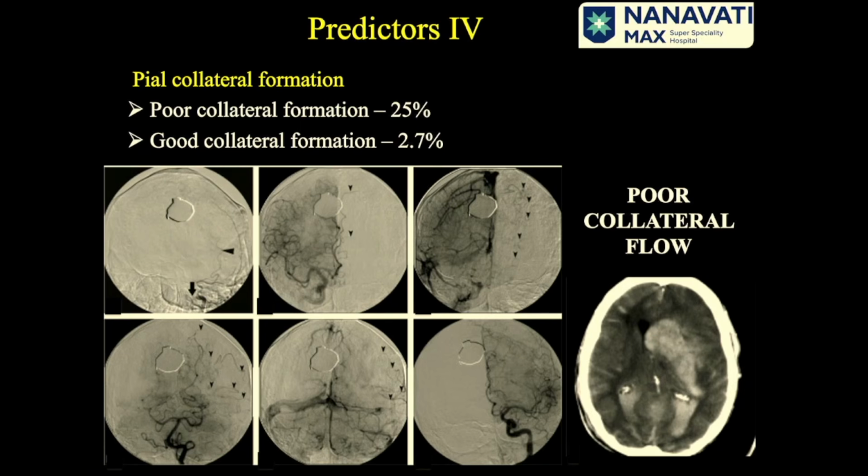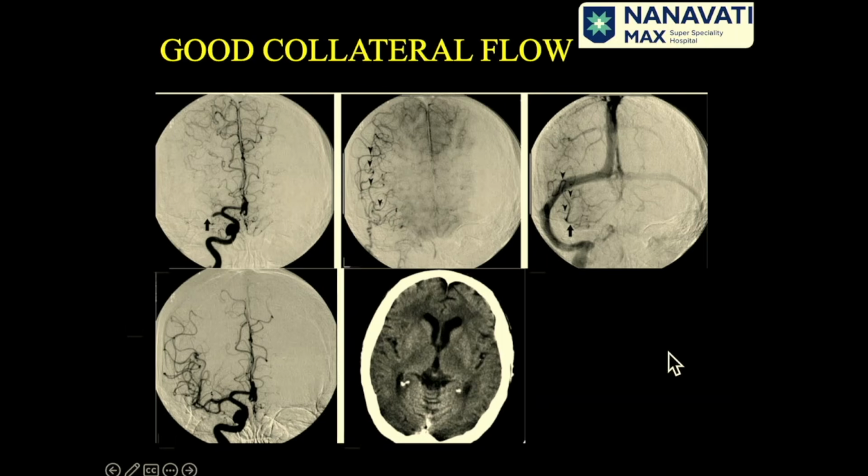Next is predictor on DSA. So if you see good collaterals, then chances of hemorrhage is 2.7%. If you have poor collaterals prior to thrombectomy, chances of hemorrhage are almost 1 in 4. And here is a borrowed patient where there is terminal ICA occlusion, poor collaterals on the affected side, thrombectomy done, patient bled. Compare this with the next patient, again a borrowed image, proximal M1 occlusion, good collateralization, thrombectomized, opened up the artery, no hemorrhage.